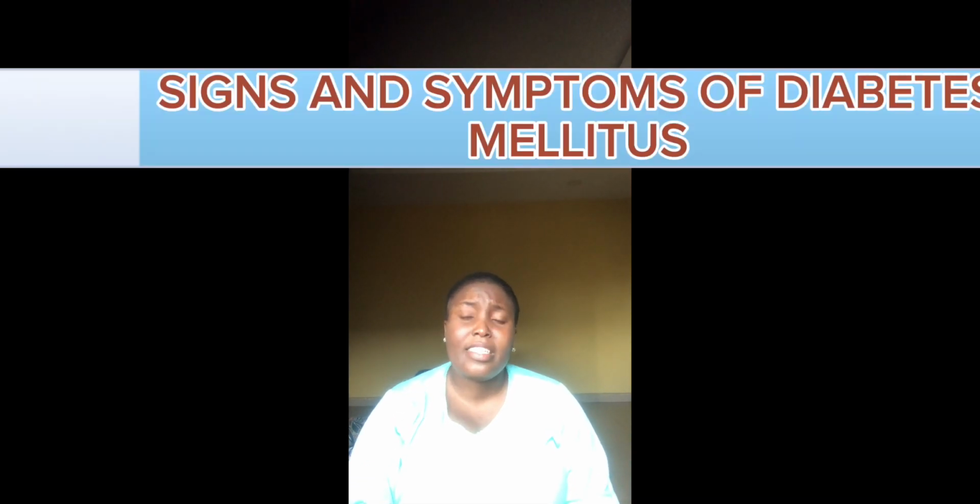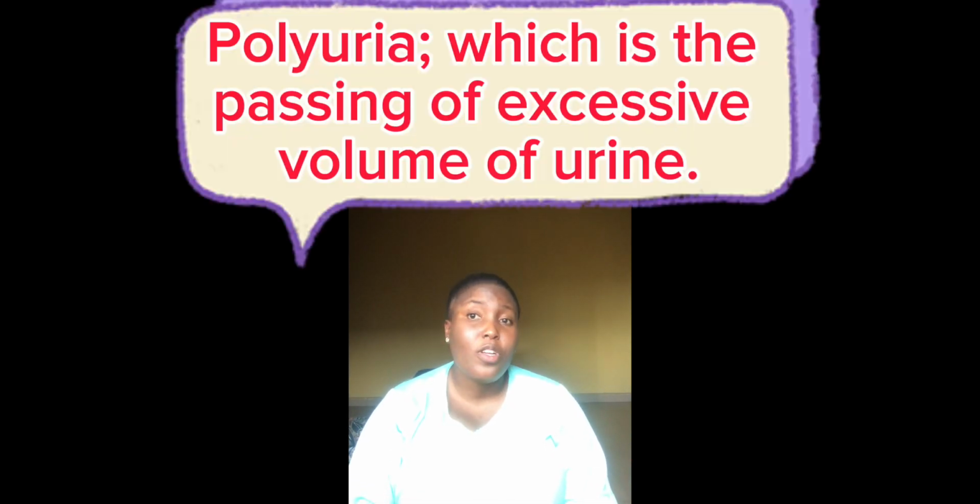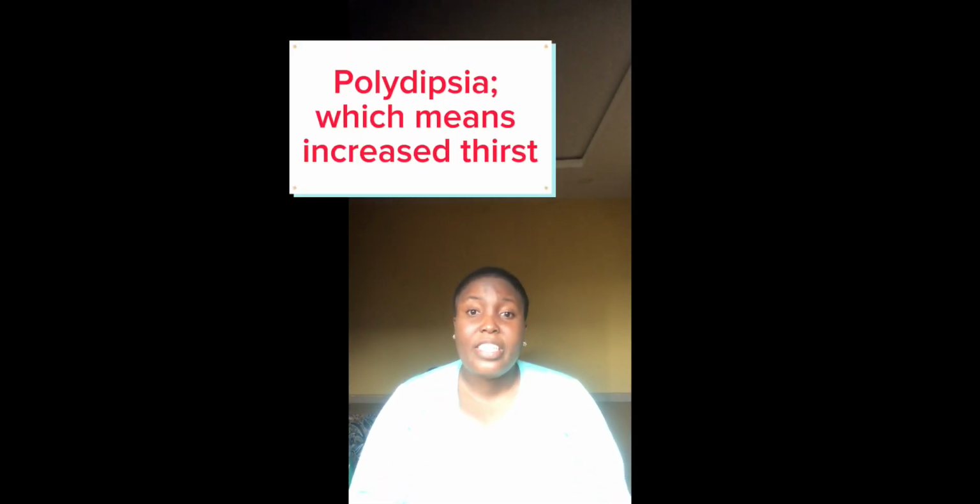So what are the signs and symptoms of diabetes mellitus? The first sign is polyuria. There will be an increase in urine production because the glucose level in the blood is very high, so it's looking for means to go out of the body system. It will go to the kidney, and then there will be an increase in urine production. Then there will be an increase in thirst, which is known as polydipsia, to replace the lost fluid.